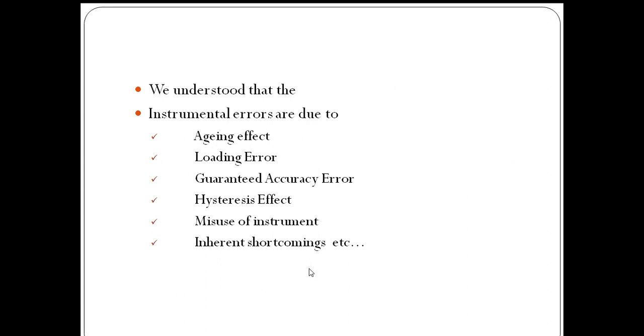So from this we understood that the instrumental errors are due to aging effect, loading error, guaranteed accuracy error, hysteresis effect, misuse of instrument, inherent shortcomings, etc.